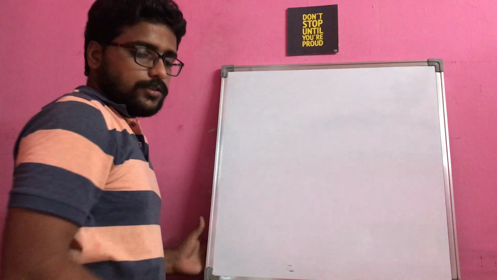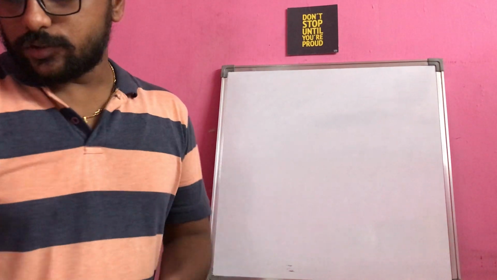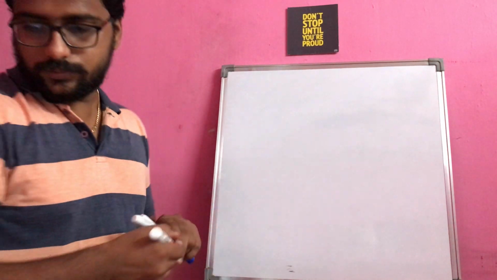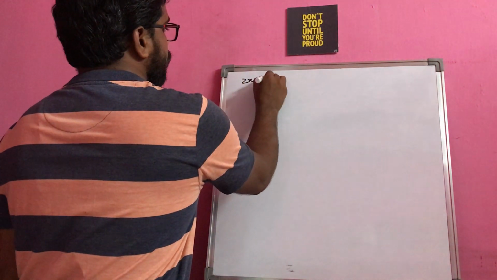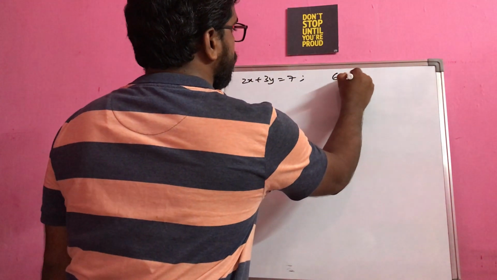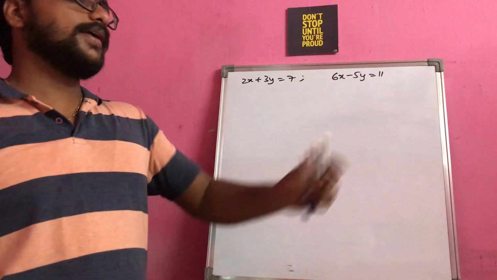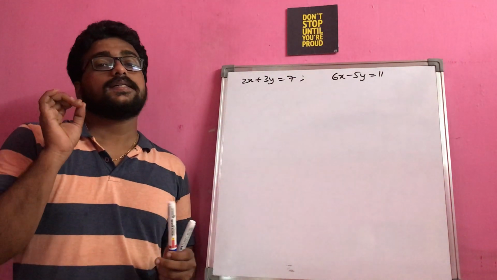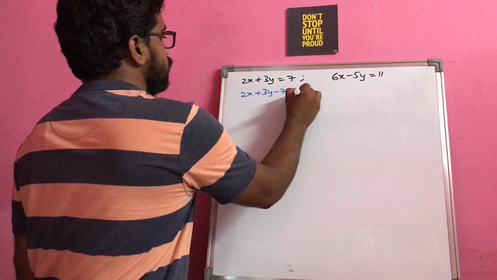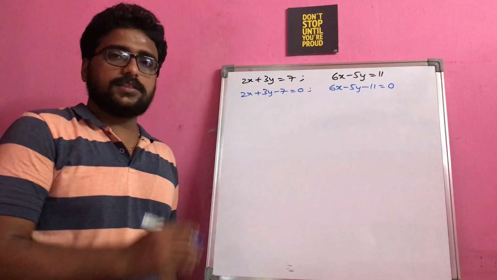As I told you, first we have to cross check the condition, and only then go for the procedure. See this one: 2x plus 3y is equal to 7 is the first line, and the next one is 6x minus 5y is equal to 11. The given lines are not in the standard form, so you should bring the constants to the other side: 2x plus 3y minus 7 is equal to 0, and 6x minus 5y minus 11 is equal to 0. This is the standard form.